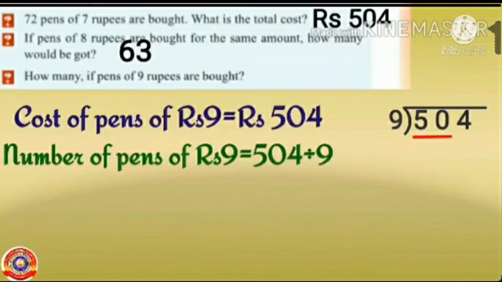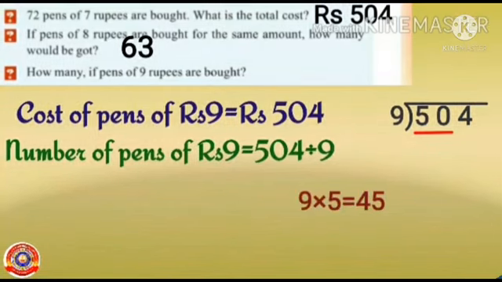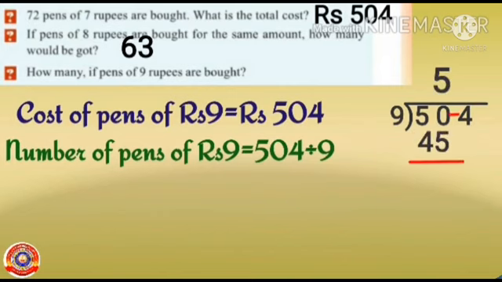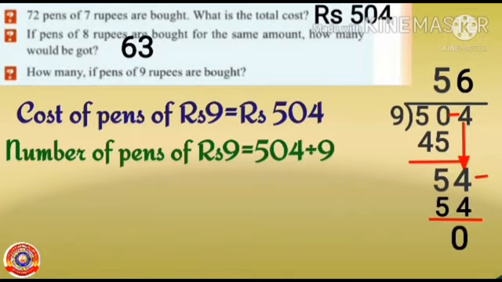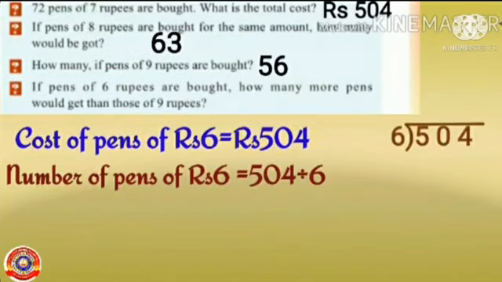504 divided by 9. Take the first digit 5. 5 is less than 9. Take the next digit also. We get the number 50. There is not 50 in the multiplication table of 9. So we have to take 45. How many times? 5 times. 5 into 9, 45. 50 minus 45, 5. Write down this 4 here. We get the number 54. 6 times. 6 into 9, 54. 54 minus 54, 0. We get the quotient 56. How many if pens of 9 rupees are bought? 56 pens.